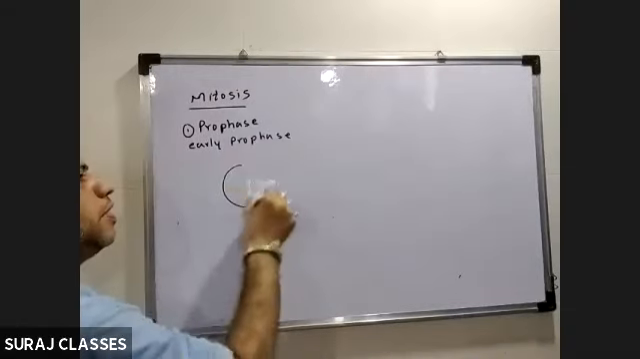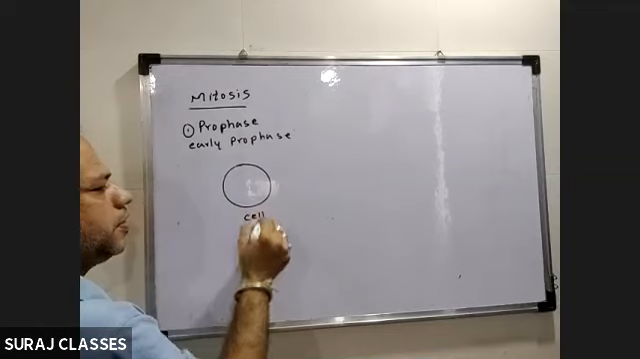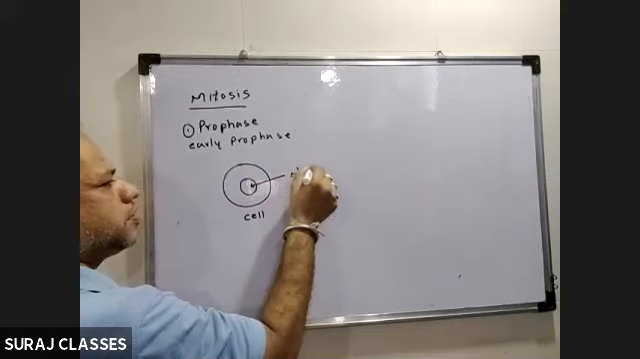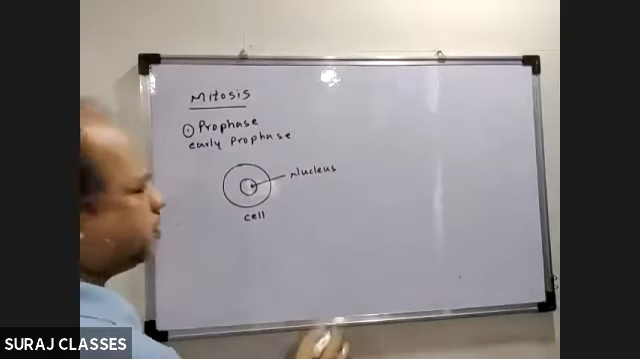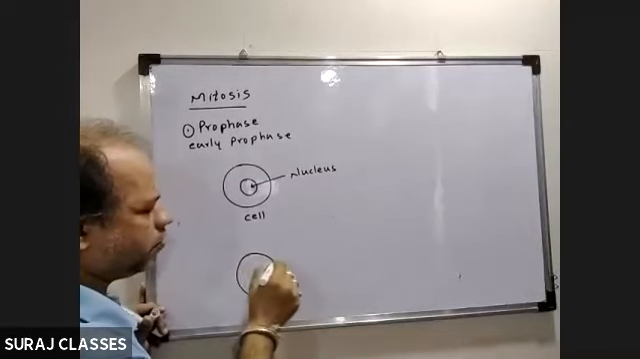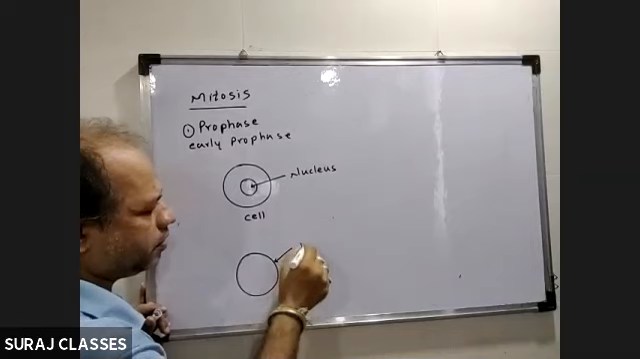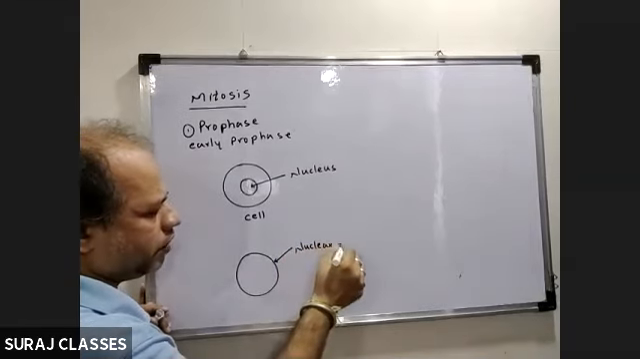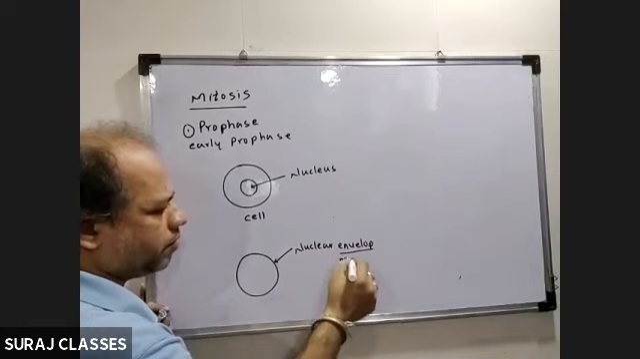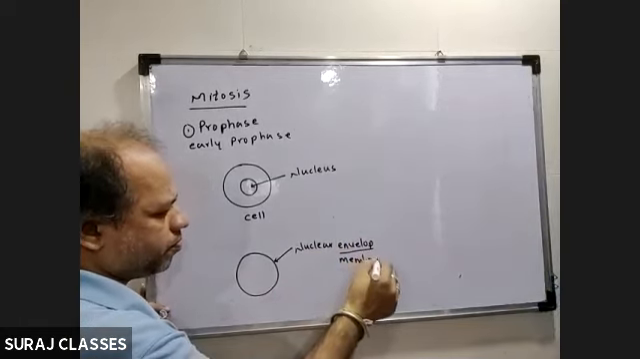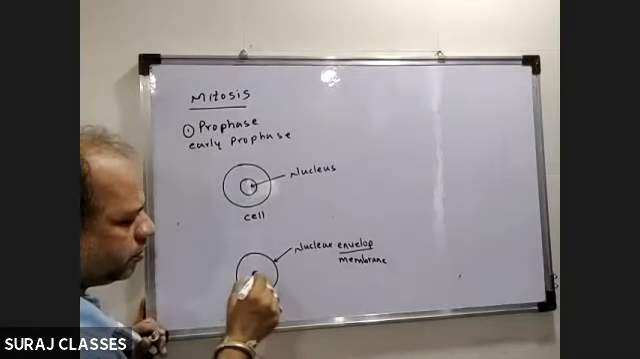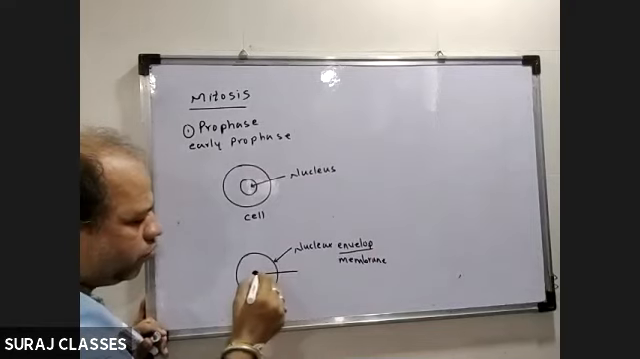See, study. This is the cell. Inside the cell, there is a nucleus. Now let's study the nucleus alone. The nucleus is covered by a nuclear membrane, a nuclear envelope. And in the nucleus, there is a nucleolus.